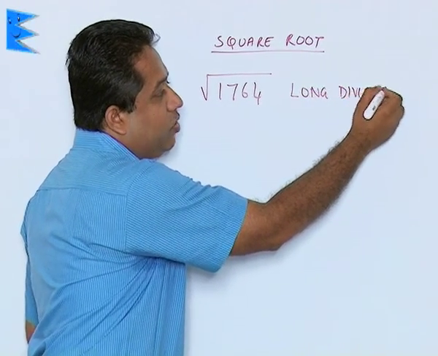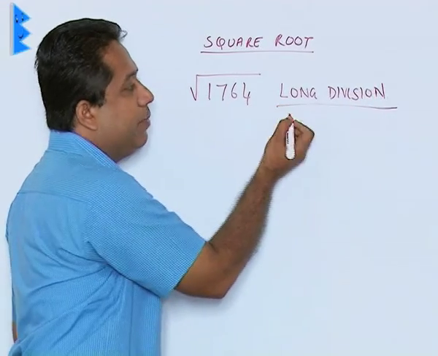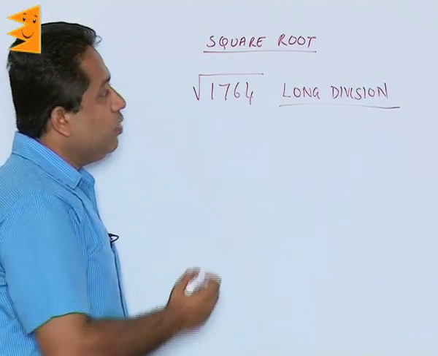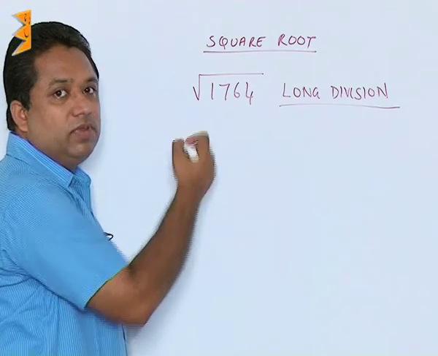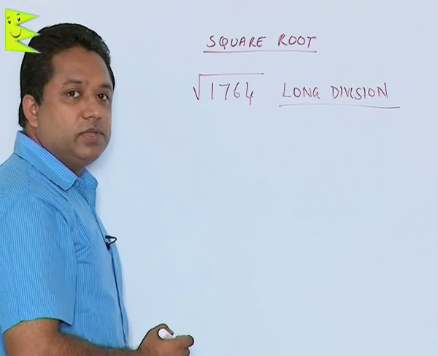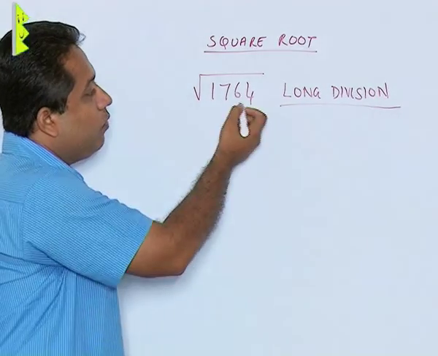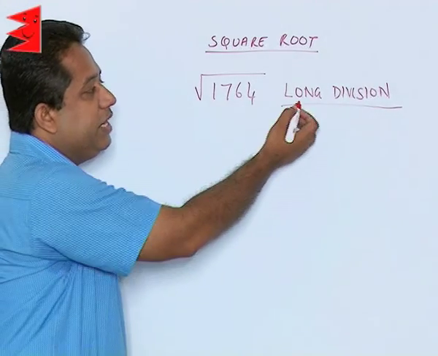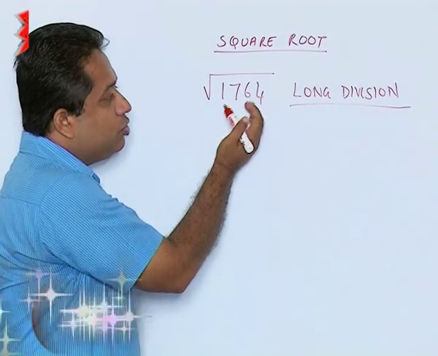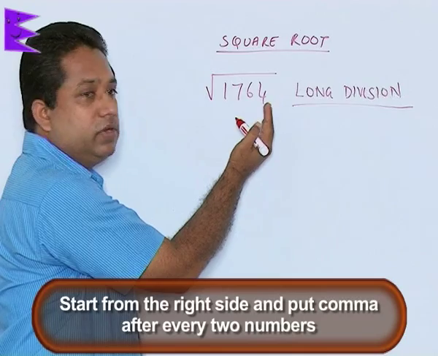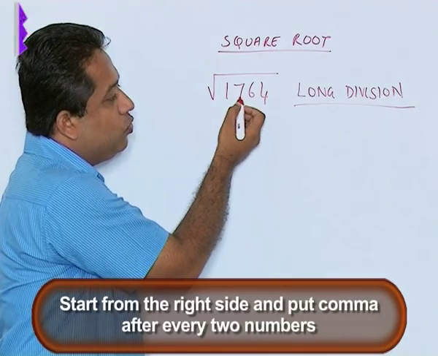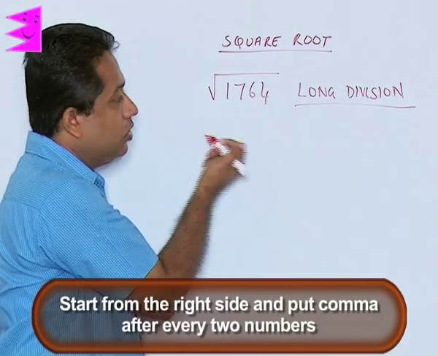Now, the advantage of the long division method is, number one, it saves time. Number two, even if it is not a perfect square, we will be able to find the answer in decimals. So, what is the procedure for performing the long division? We will have to start from the right side of the number given. After every two numbers starting from the right, we will put commas.